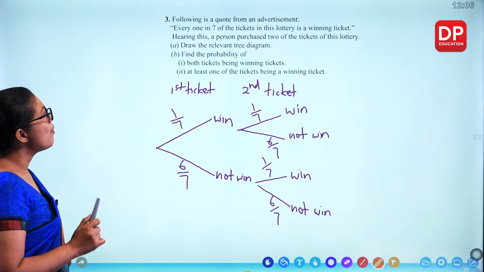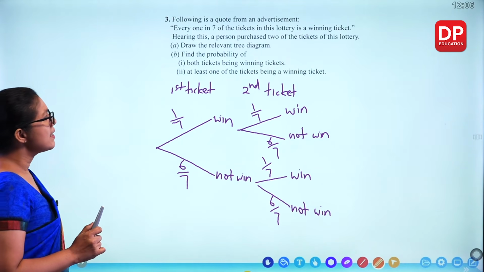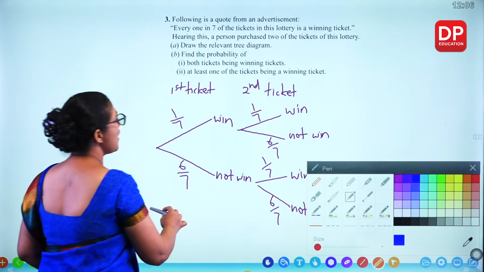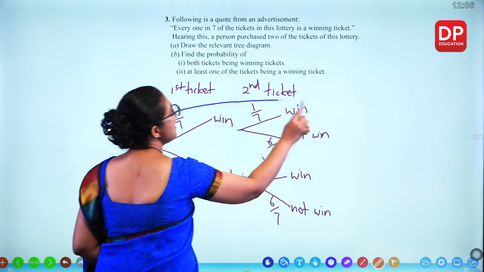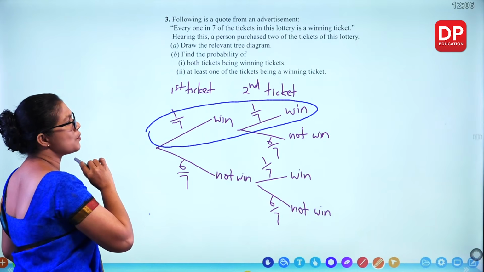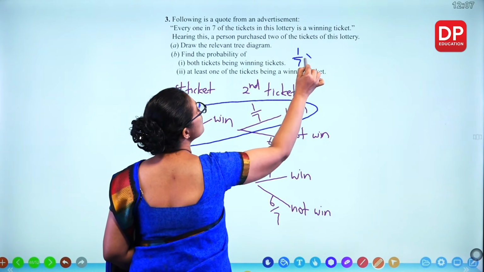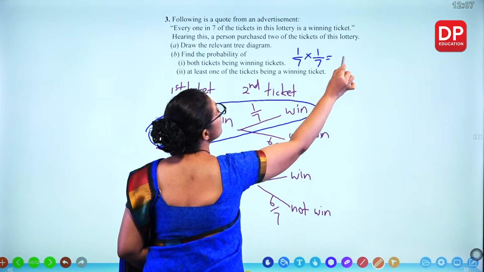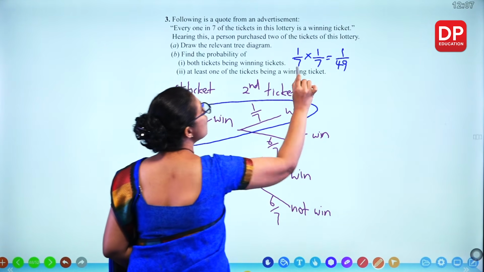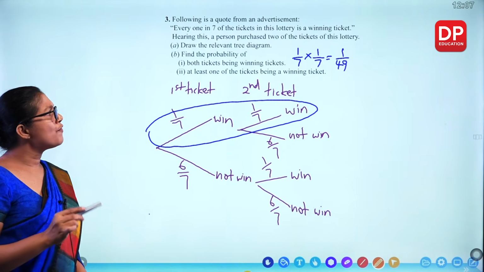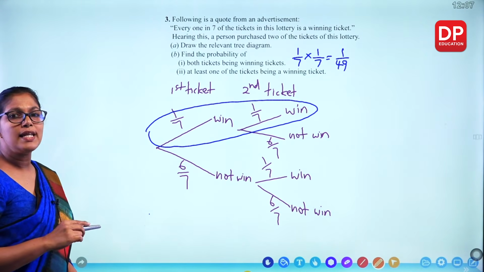First part, both tickets being winning tickets. Which branch do we have to take? Winning, winning. Both tickets winning means this branch, 1/7 times 1/7. You get 1/49.